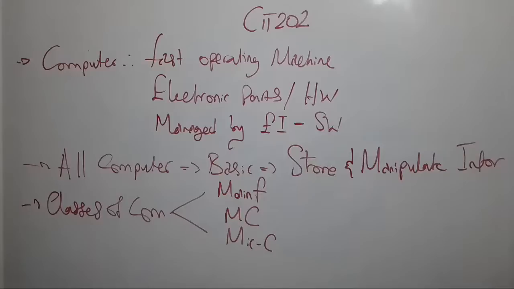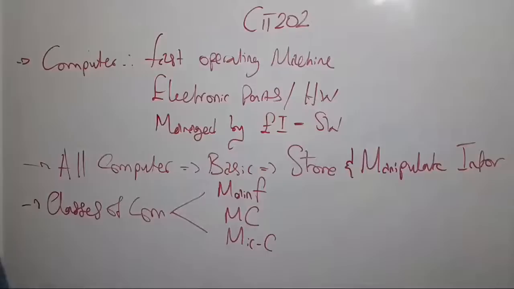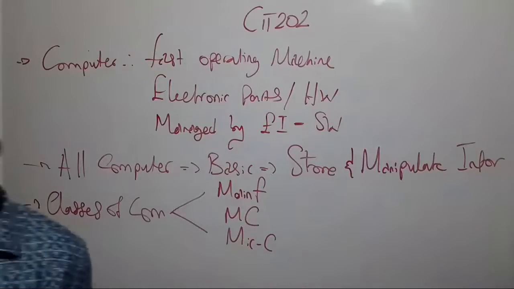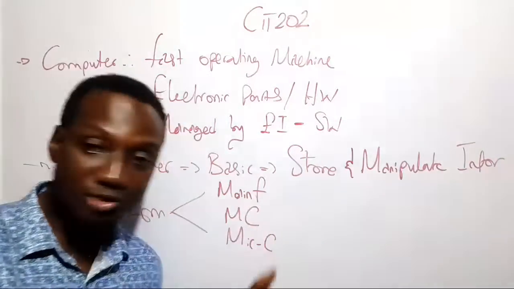We also have the minicomputers, which were smaller, less powerful machines compared to the mainframe, smaller in size and not as powerful. And we also have the microcomputers, which were small, humble machines.